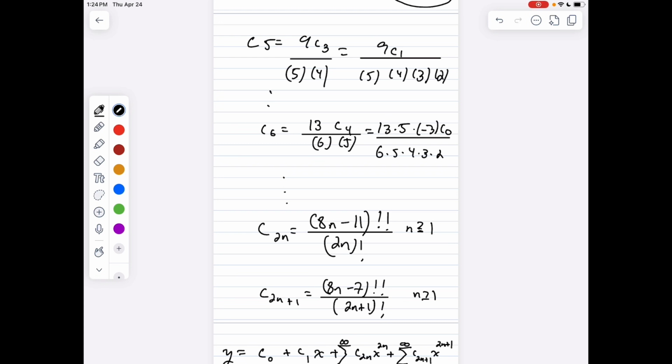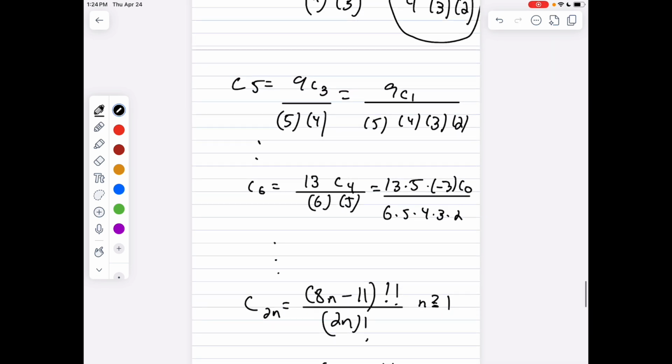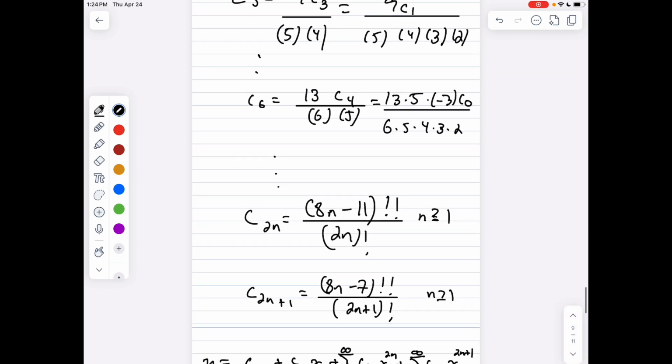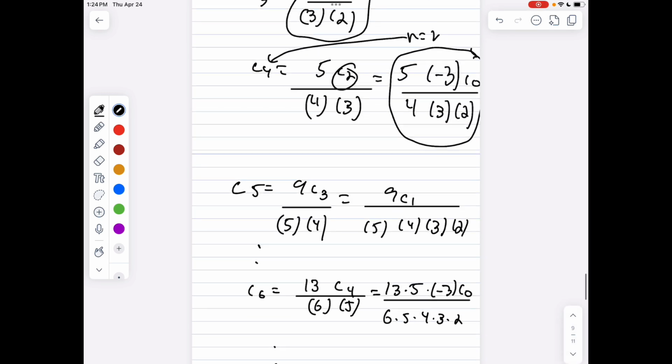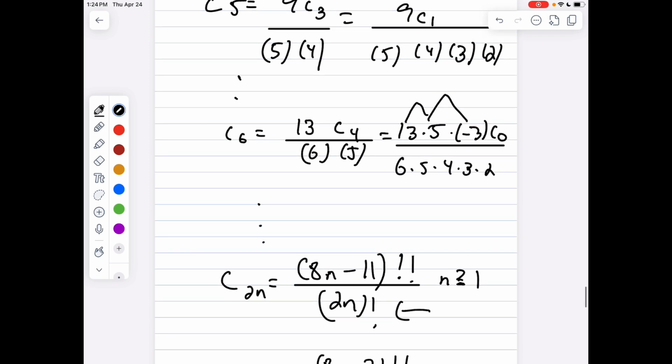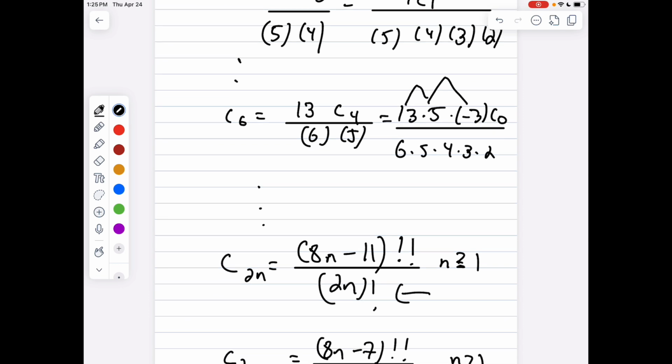C6. The idea is, can I pick up on a pattern here? Usually the even ones have a pattern to them and the odd ones do too. All the even ones look like you have a 2n factorial. And on the even ones, if you notice the numbers, for example c6, it's 13 times 5 times minus 3. There's a difference of 8 for each of these terms. 13 minus 8 is 5, 5 minus 8 is negative 3. What this is forming is an arithmetic sequence, and that arithmetic sequence is 8n minus 11.